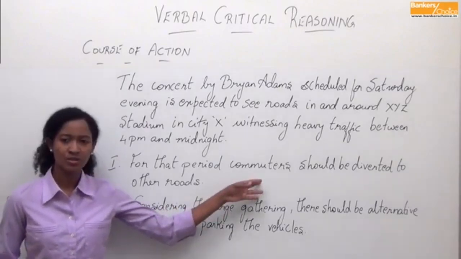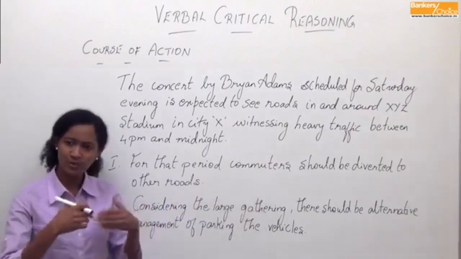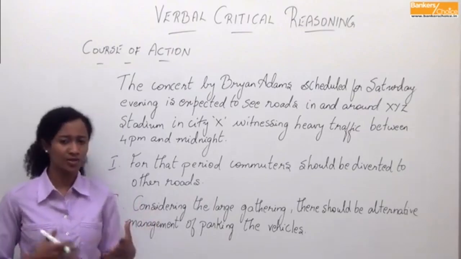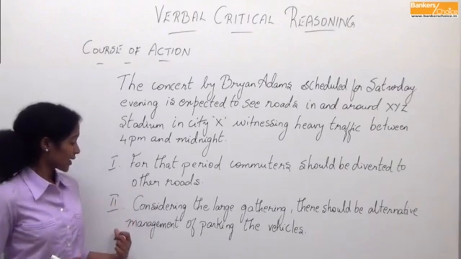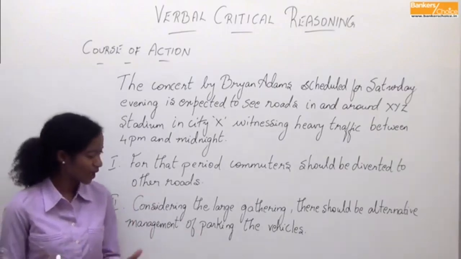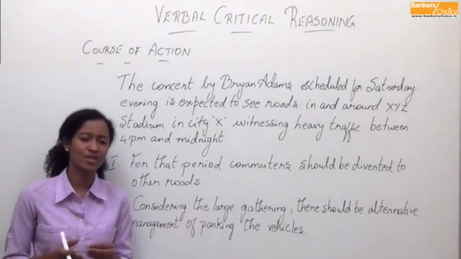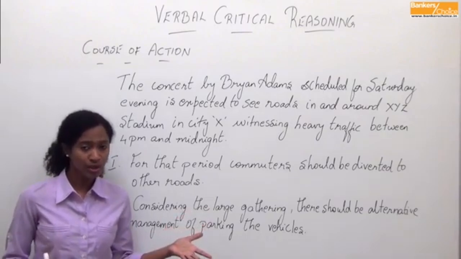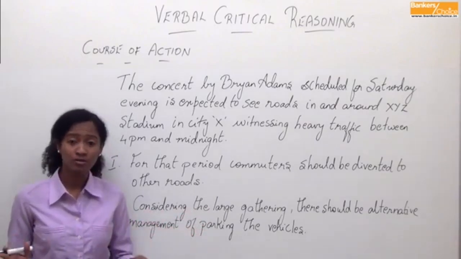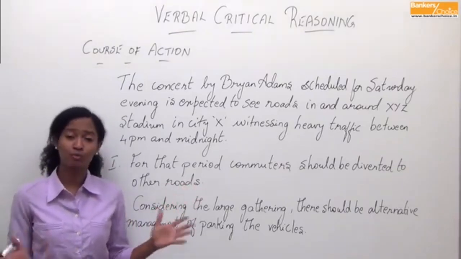What are commuters? Commuters are people who travel either by bike or car, right? Commuting means traveling, whatever transport that you use. How do you commute? I commute by bus or train or bike, right? Second course of action: considering the large gathering, there should be alternative management of parking the vehicles. So we have these two courses of action. Again, we'll have to see which one of these two is logically, should take place, right? Or only one, or only two, or either one or two, or neither one or two, or both, right?